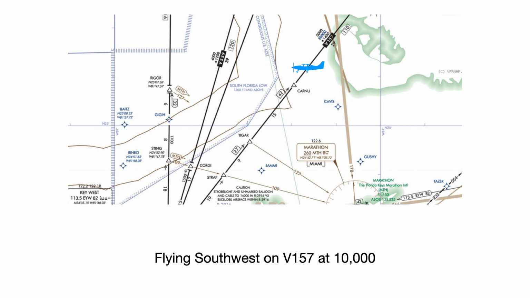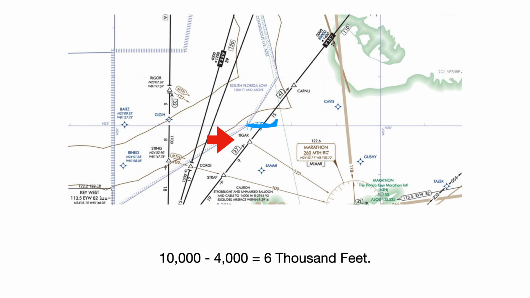So here you are in your Cirrus, flying southwest on Victor 157, and you're at 10,000 feet. The controller asks you to cross Tigger at 4,000 feet. So using that formula, first of all, we have to figure out how many thousands of feet we need to descend. Well, 10,000 minus 4,000 is 6,000 feet to descend. So 6 times 3, that gives us 18 miles. So we need to start our descent at least 18 miles before we get to Tigger.